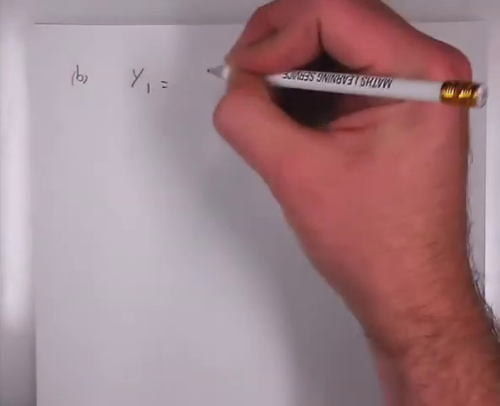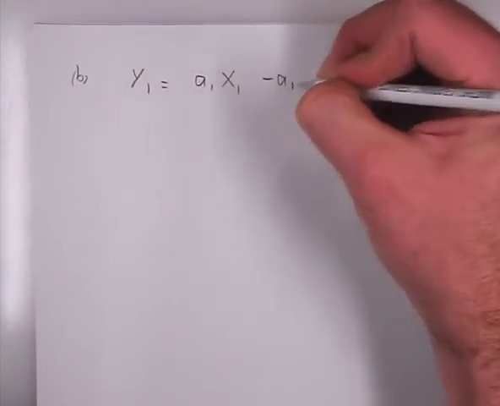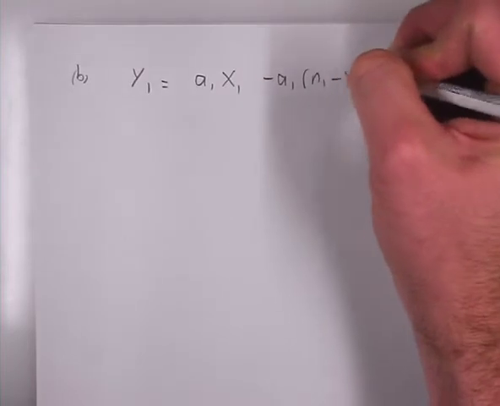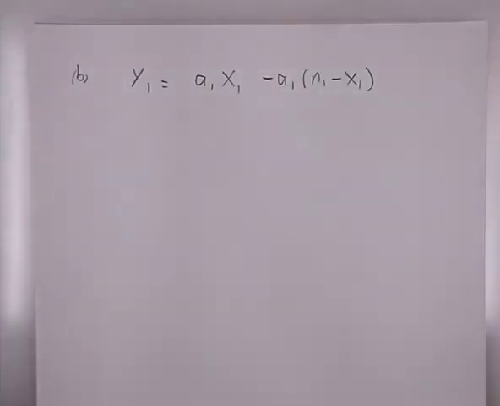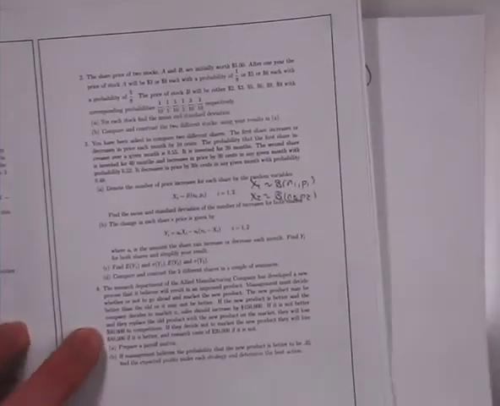Part B says the change in each share's price is given by that for X1 and similarly for X2, and it says, you can't read that.